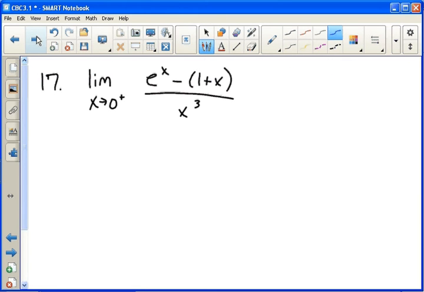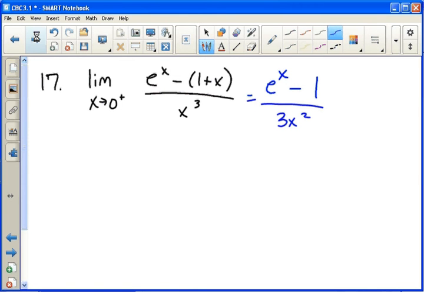Okay, 17 says the limit as x approaches 0 from the right. That doesn't really affect what we're doing very much when we're doing it from the right. If we plug in 0 right now, we do get 0 on top, and we get 0 on the bottom. So it's indeterminate form. We can take the derivative. The derivative of e to the x is e to the x, minus the derivative of 1 plus x is 1, all over 3x squared.